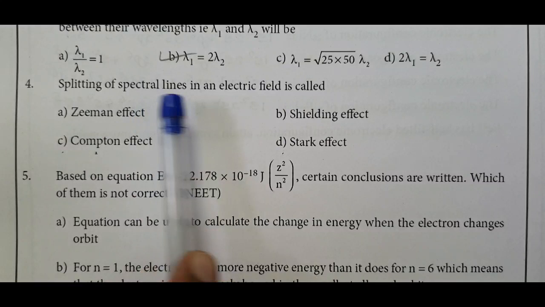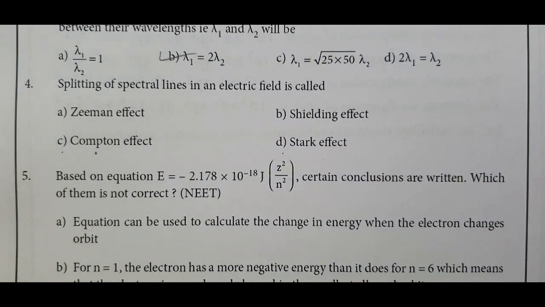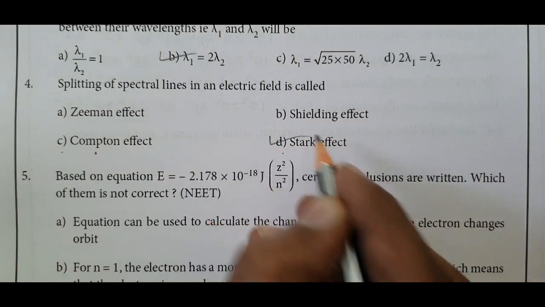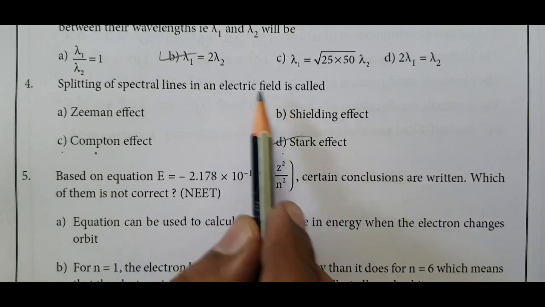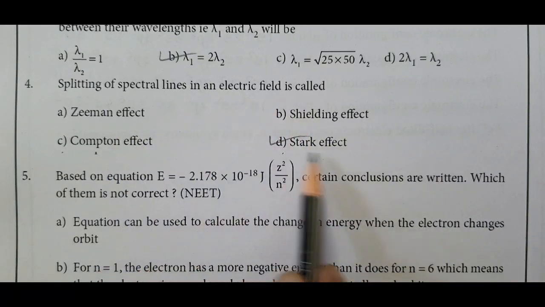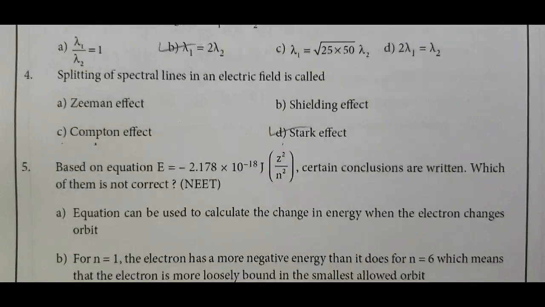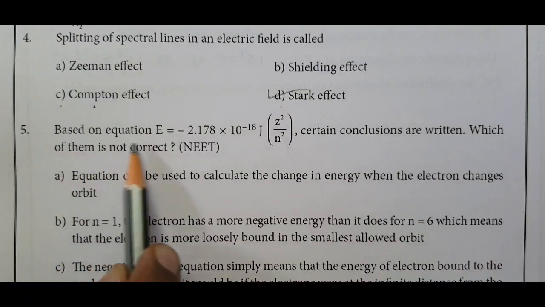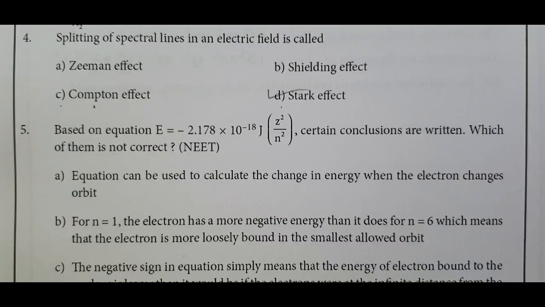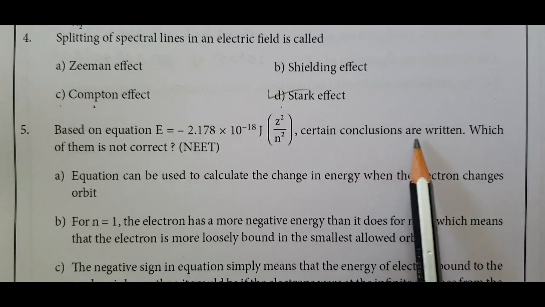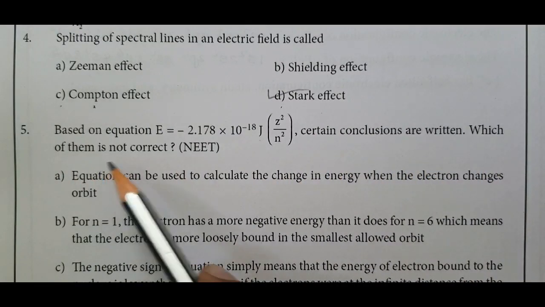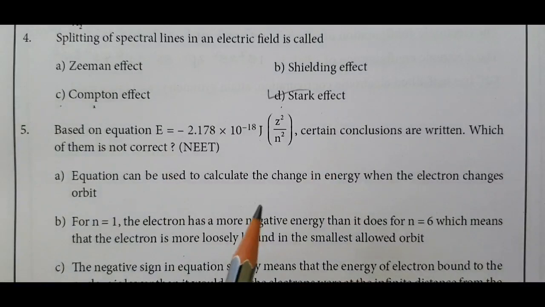Splitting of spectral line in an electric field is called, magnetic field Zeeman effect, electric field Stark effect. Splitting of spectral line in a magnetic field is Zeeman effect and in an electric field is Stark effect. Then, based on the equation E equals minus 2.178 into 10 power minus 18 joule, Z squared by n squared, certain conclusions are written. Which of them is not correct?